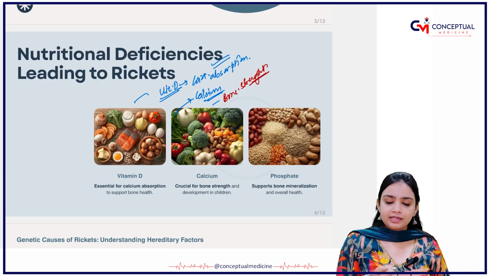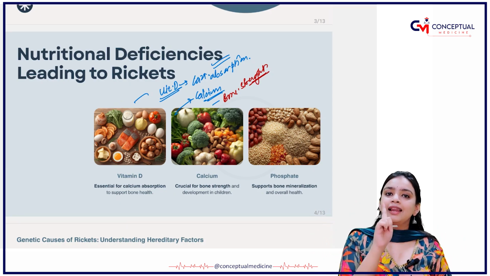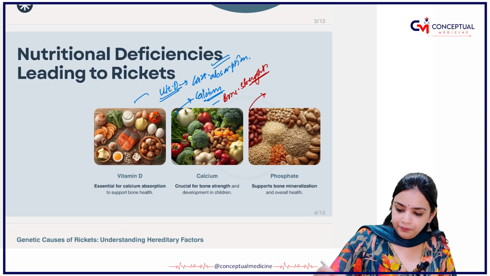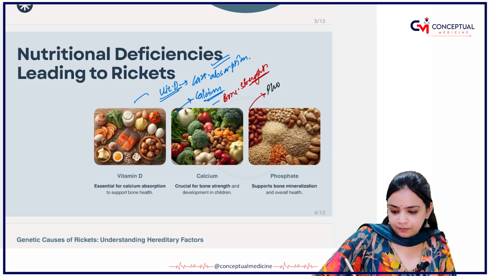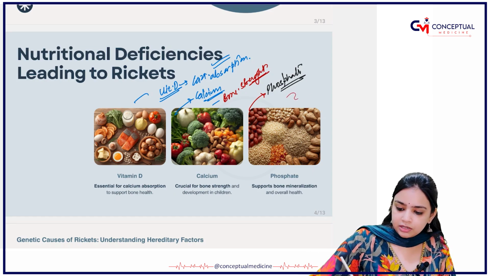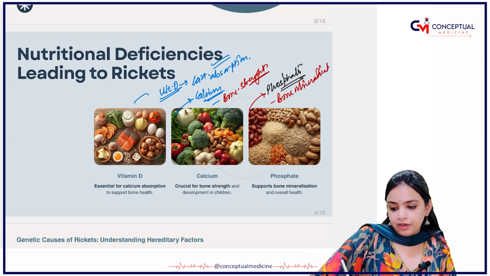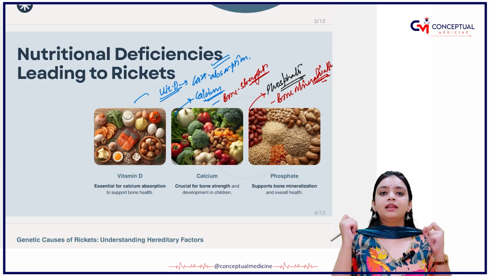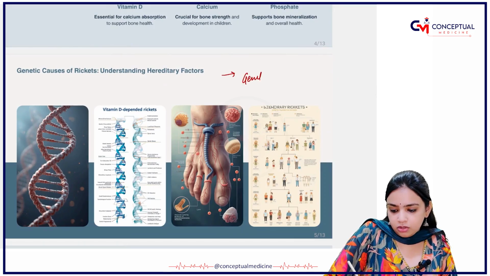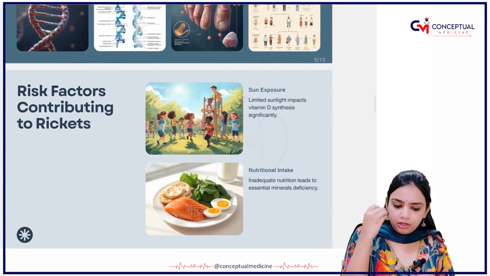That is why it is advisable either to take vitamin D supplements or to have one glass of milk every day. Next you have phosphate. What does phosphate do? Phosphate supports bone mineralization. Next, you have certain genetic causes also, although genetic causes are not that important.